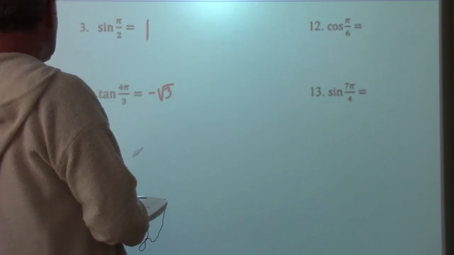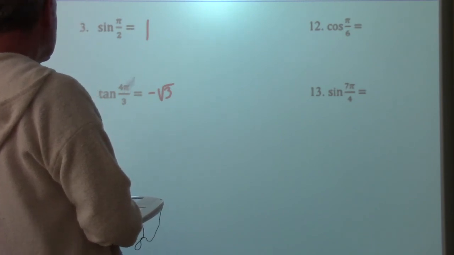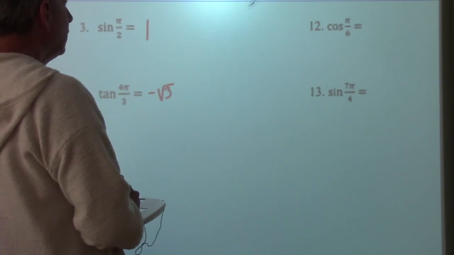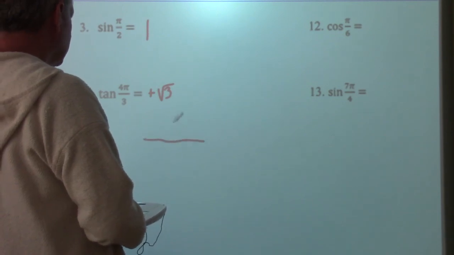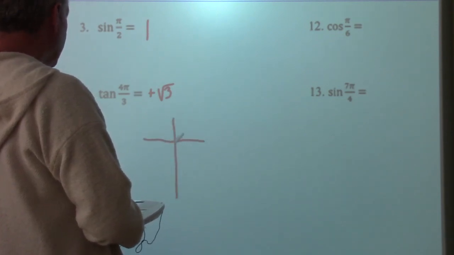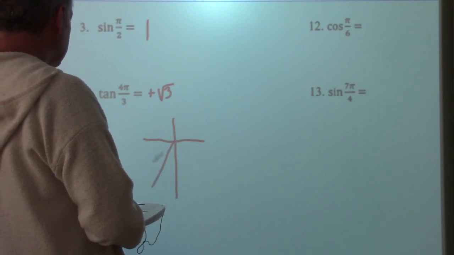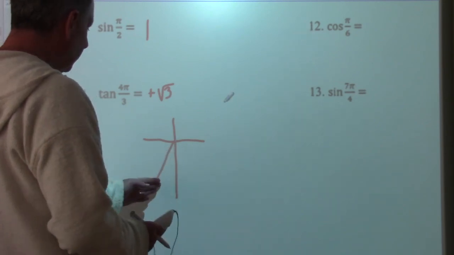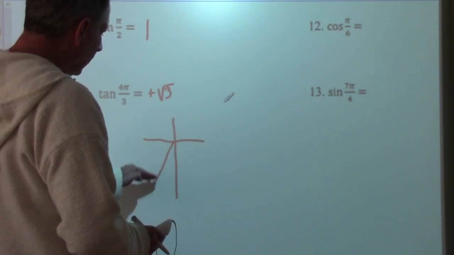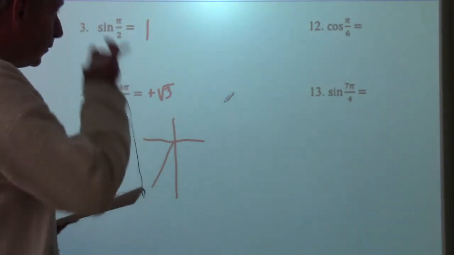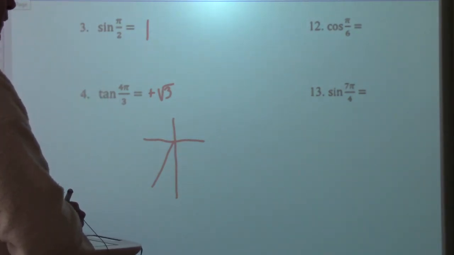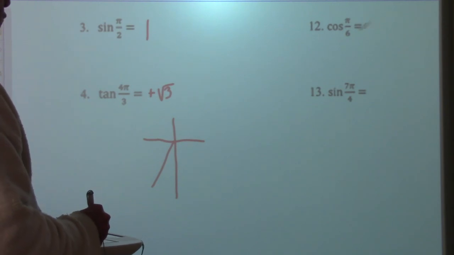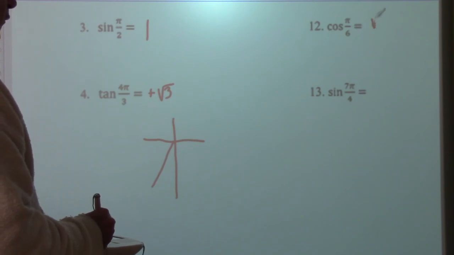No, it's not. That's wrong, because that's going to be quadrant 3. That's going to be positive. It'll be down here. So 4 pi over 3 is going to be right down here like this. So that's going to be positive because you have negative divided by negative. This one here is going to be square root of 3 over 2.